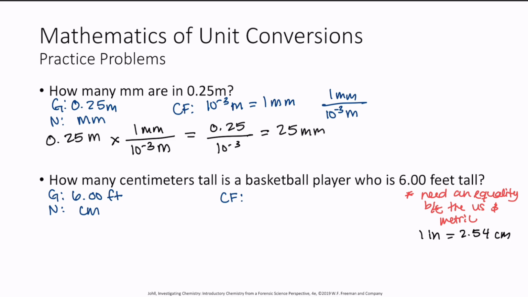All right. Here, I'm going to choose to turn my feet into something else. So I don't have feet in this equality, but I notice that my equality has inches, and I do know an equality between feet and inches. I know that 1 foot is equal to 12 inches. So this is what is called a two-step conversion factor problem or a two-step unit conversion because you're going to need two conversion factors.